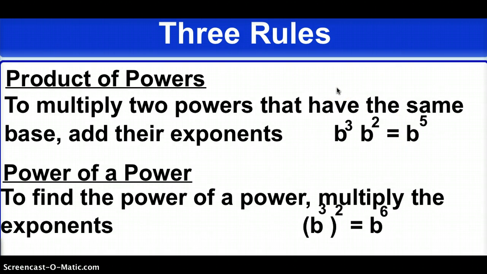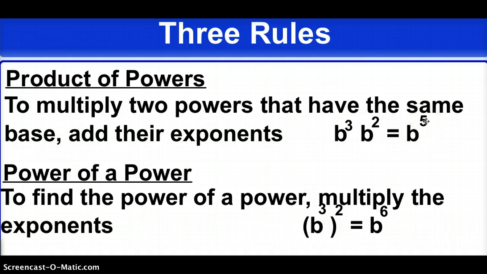3 rules in dealing with these. First thing is called the product of powers. To multiply two powers that have the same base, we're going to add their exponents. So in this case, we have b to the third times b to the second. When we multiply them together, that is going to come up being b to the fifth. Okay, so it is not b to the sixth. We're not going to multiply the exponents. In this case, it's b to the 3 plus 2, or b to the fifth power.